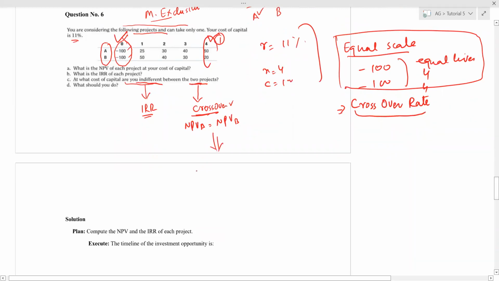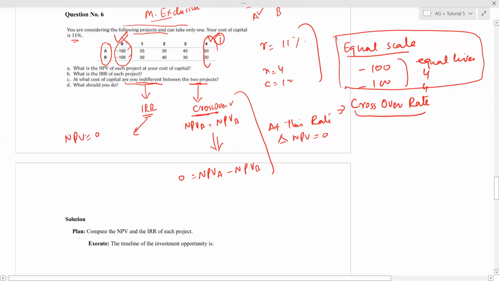In other words, NPV of A minus NPV of B should be equal to 0. So at this rate, the difference of NPV is equal to 0. But if you see at IRR, it is not the difference, NPV is equal to 0.